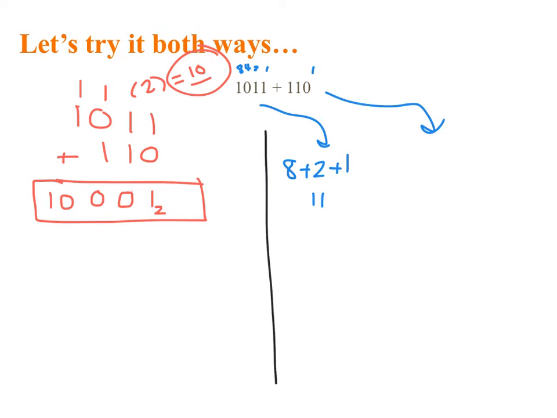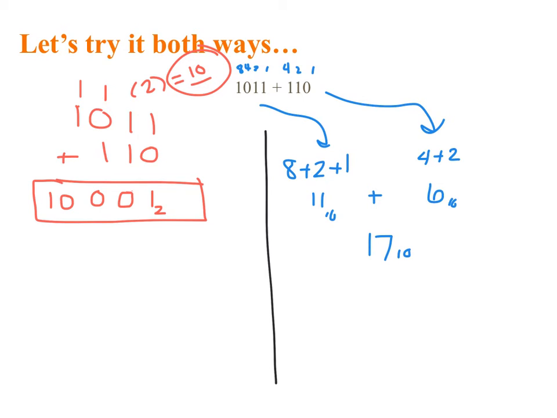And then here we have 1, 2, 4. So I need the 4 slot and the 2 slot. So this number is 6. So the two numbers being added together, written in decimal form, are 11 and 6. If I add them together, I get 17 in base 10.